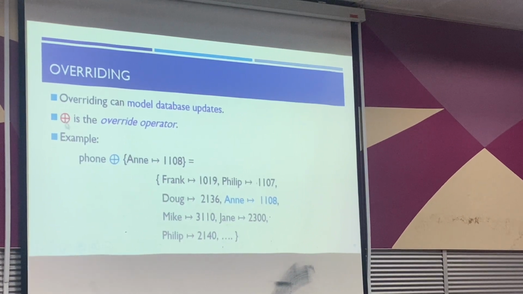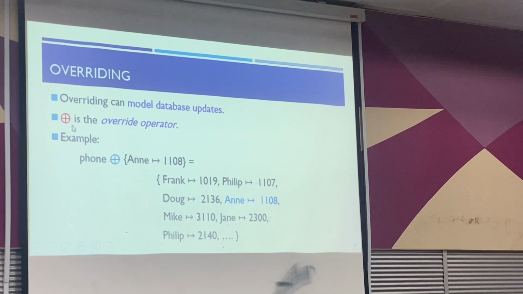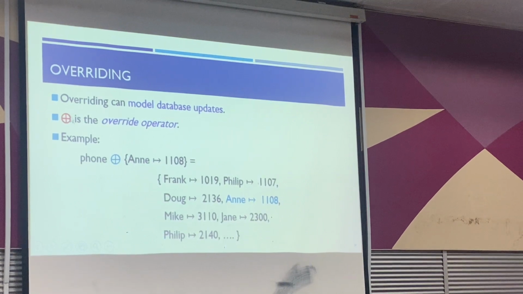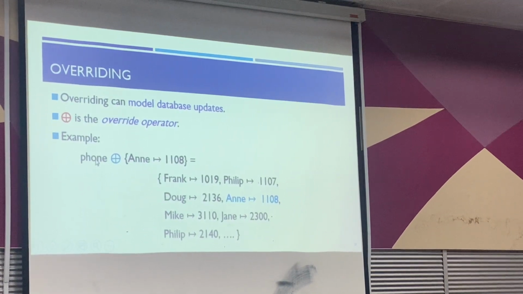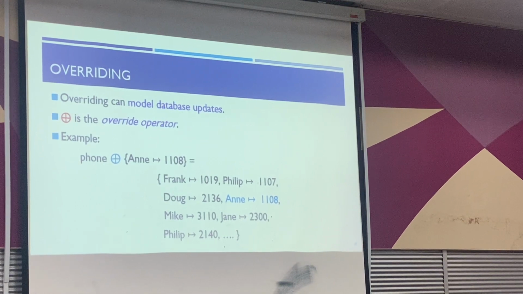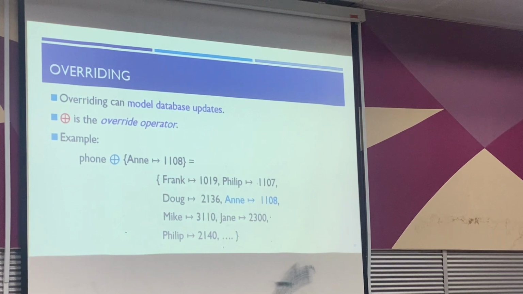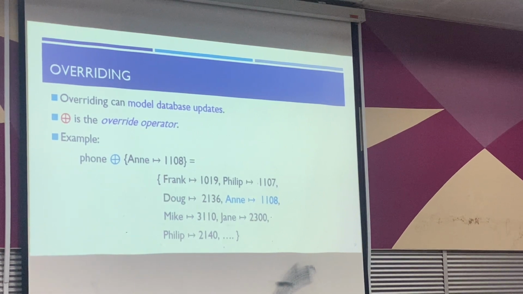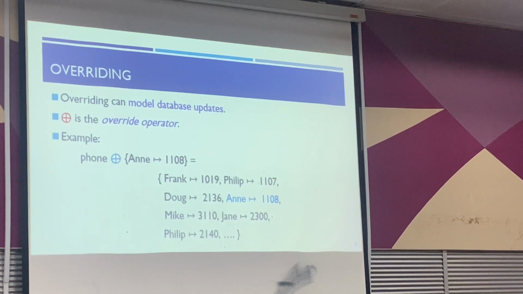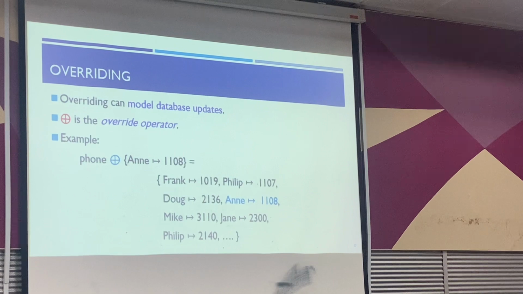So the override symbol is this one, a circle with a plus in the middle. Okay, so this is the override symbol. Override means you override the old data with the new data. If the data that you want to override does not exist, it will add into your database. You understand or not? If the data exists, it will override the data. But if the data does not exist, it will add the data into the database.